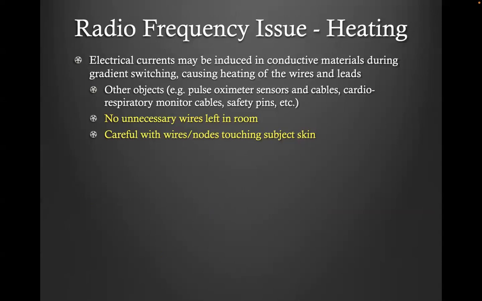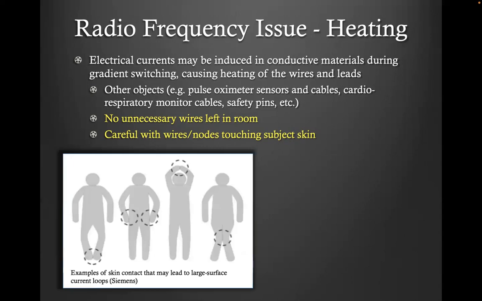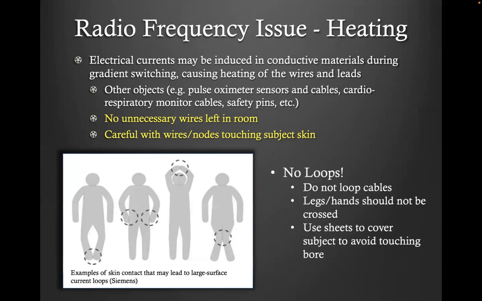So that's why no unnecessary wires should be left in the room. We need to be careful with wires and nodes touching subject skins. And we also don't want any loops that are created by your human body, because the human body is also conductive material. For example, here shows some examples of loops created by human bodies. So do not loop cables, and your legs and hands should not be crossed. And we also always use sheets to cover subjects, and we ask subjects to change to paper pants and clothes. That's just so their skin does not touch each other, to avoid loops.